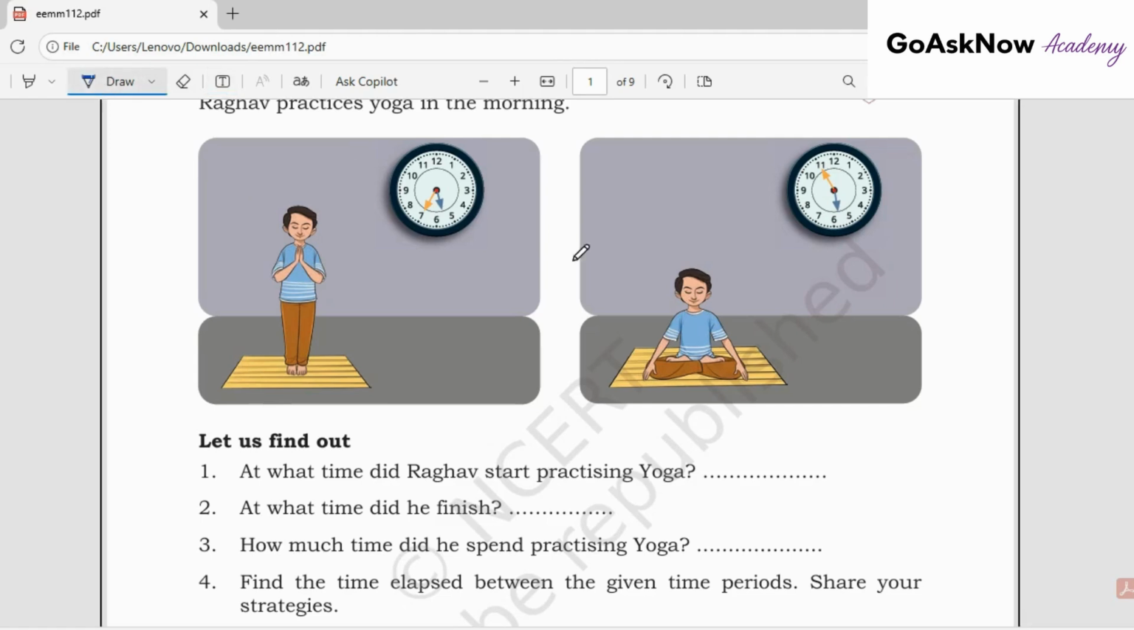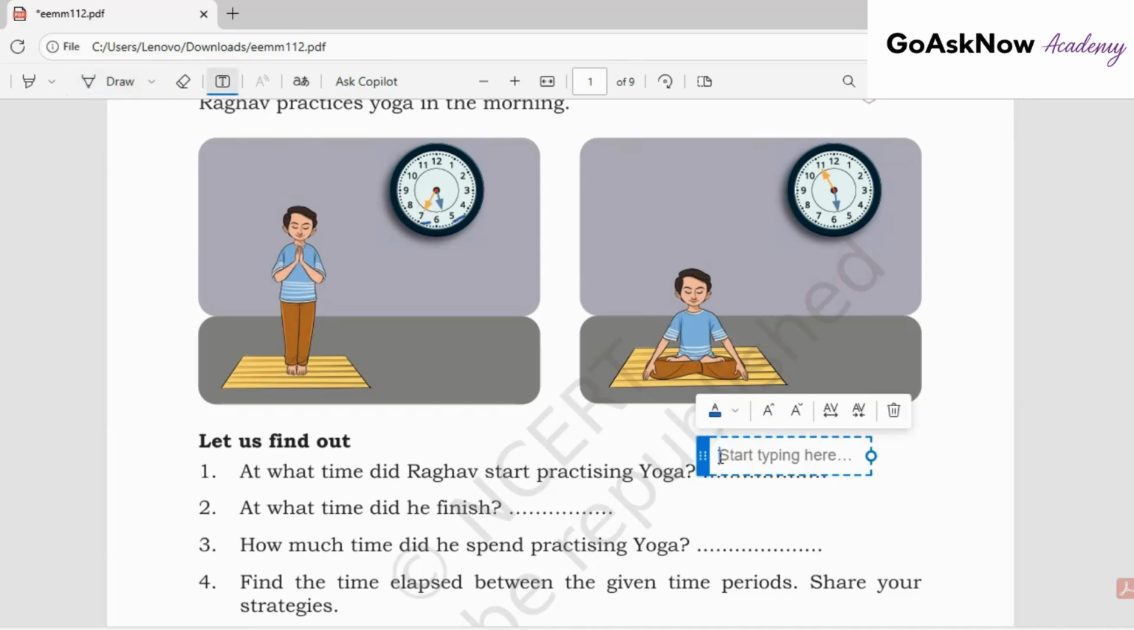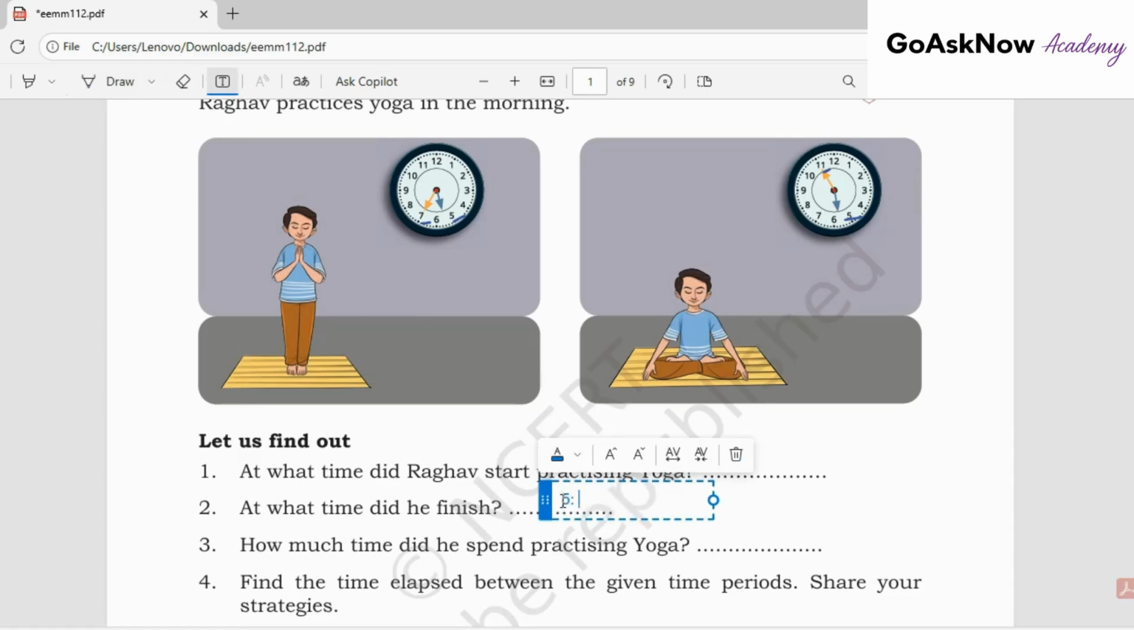Here, the small tick is on 5 and the big tick is on 7. 7 means 35. That is 5:35, when he started the yoga. And at which time did he stop? The small tick is on 5 and the big one is 11, that is 55. So at 5:55 he stopped the yoga.